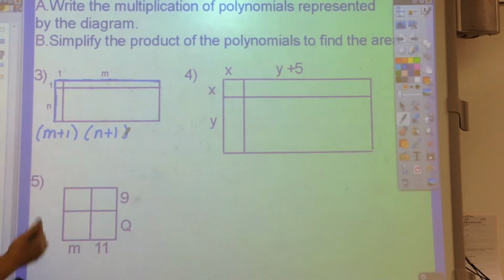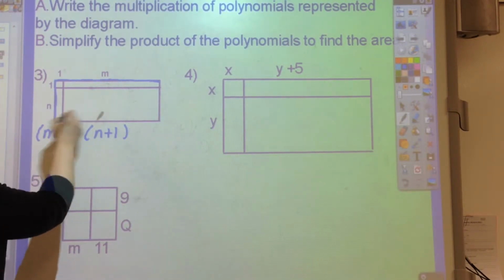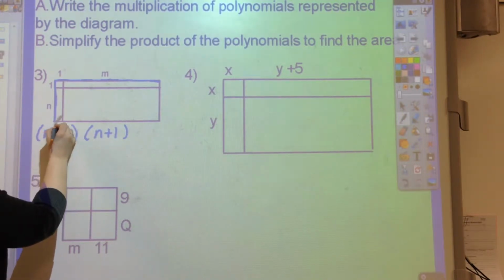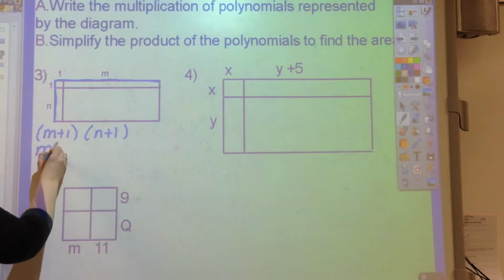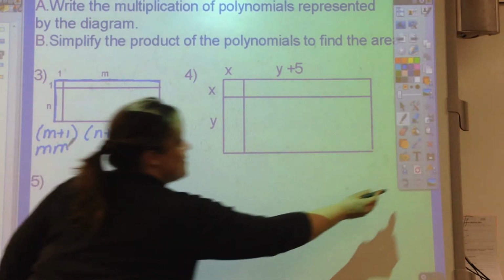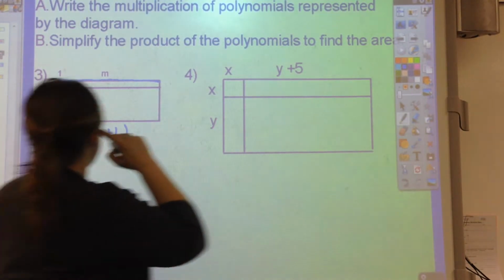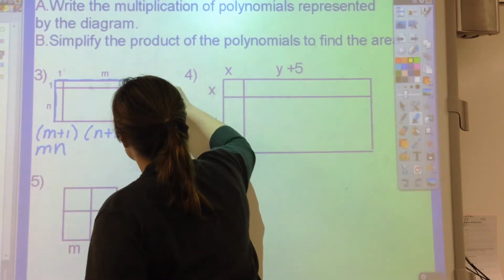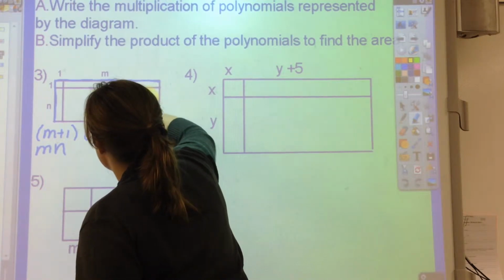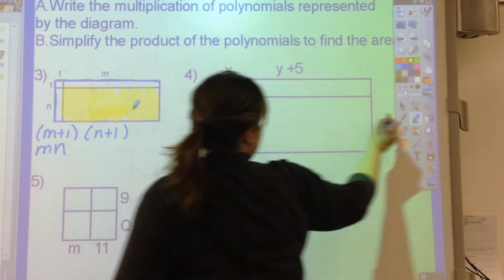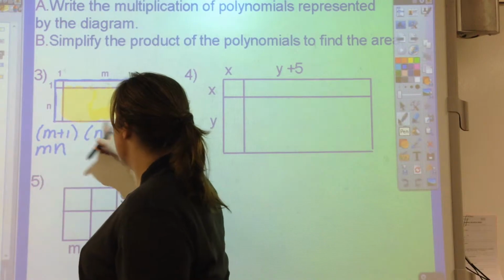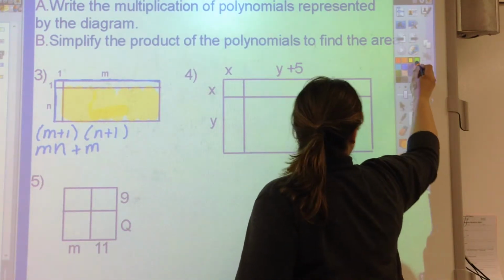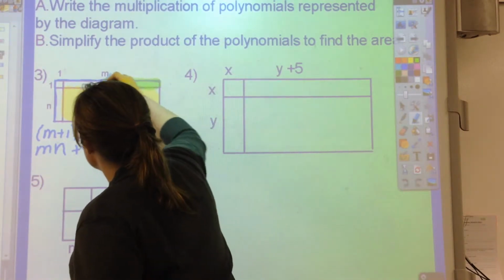If I find that area, I'm going to find the area in this whole piece. And I would do that by FOIL. Hopefully you remember first, outer, inner, last. And so when I FOIL the first, I get m times n, which is mn, and that is the area that's right in here of mn. And then when I FOIL, I have m times 1, which is 1m, and that is the area right in here.